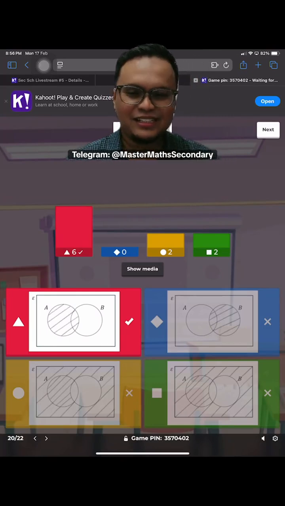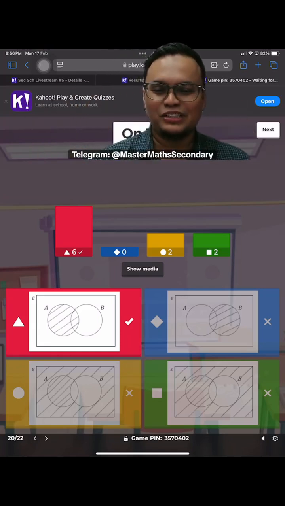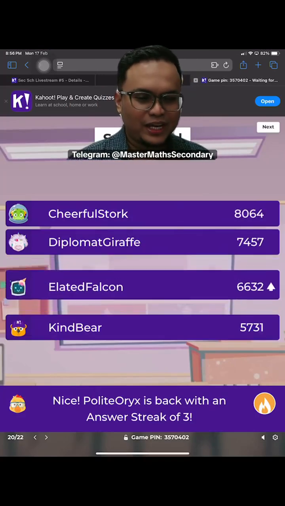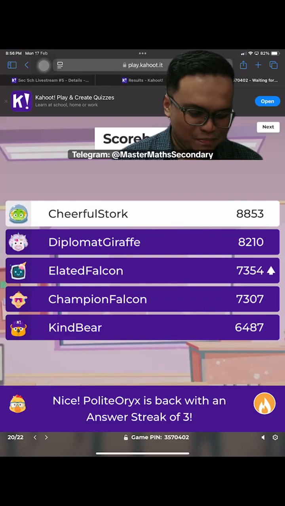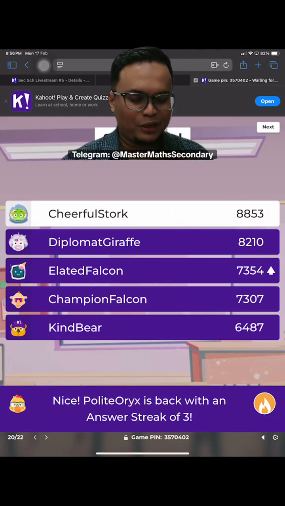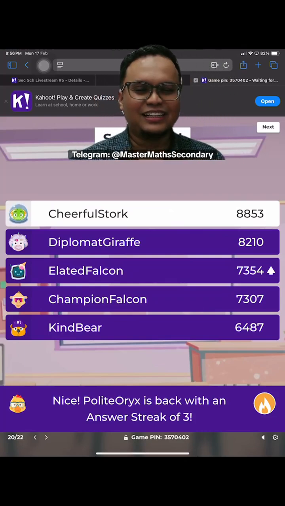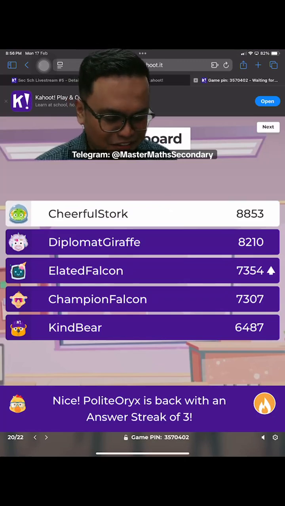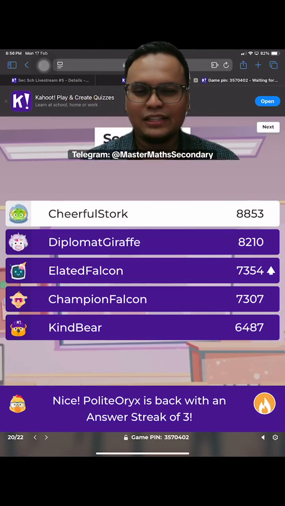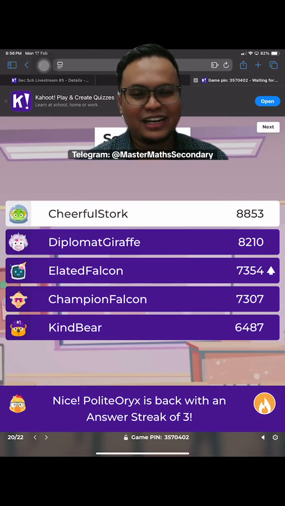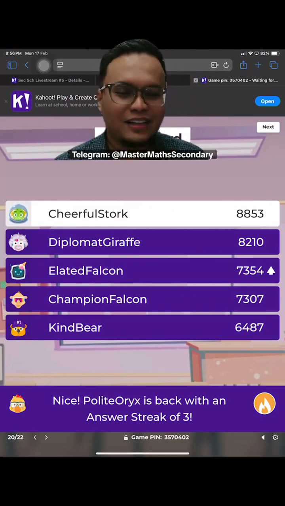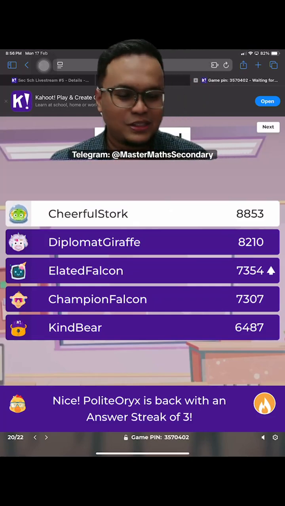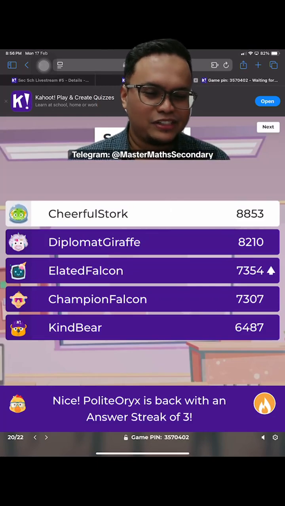Okay, yeah, the answer is the red one. Now, it looks very complicated, but actually you just end up shading the red one. Okay, let me explain to you why. But before that, let's look at the leaderboard. Wow, cheerful stock is in first place. Oh, Polite Oryx is back. And actually, I forgot to mention, that was the last question with points. The next question that I'm going to share with you has no points, because you will understand why when I share it.